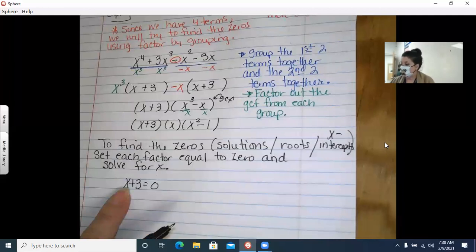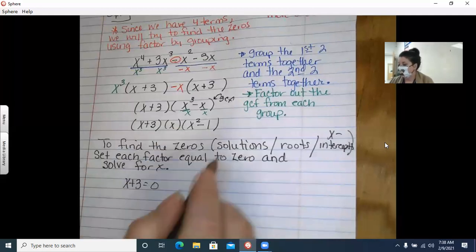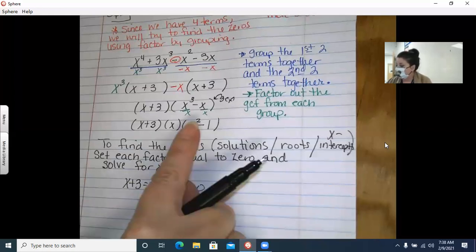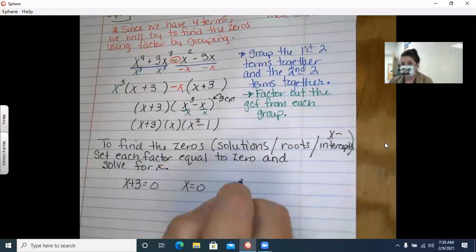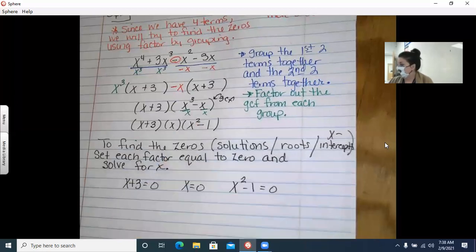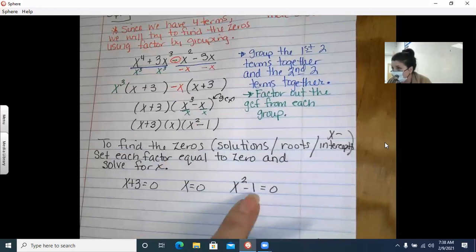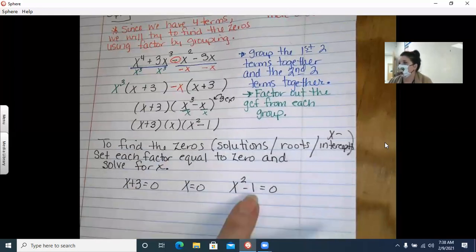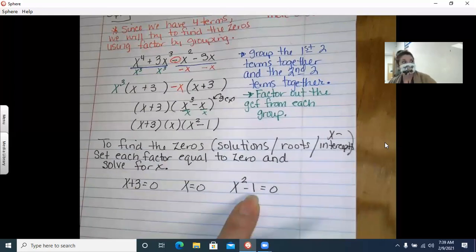My next factor was just x. Set it equal to 0. X also has 1 degree. That's going to give me 1 solution. My third factor was x squared minus 1. Set it equal to 0. Well, for that factor, x had 2 degrees. So I should get 2 solutions from that factor. So 1 solution from x plus 3, 1 solution from x equals 0, 2 solutions from x squared minus 1 equals 0. So that should be 4 altogether, correct? Okay, so let's solve those.